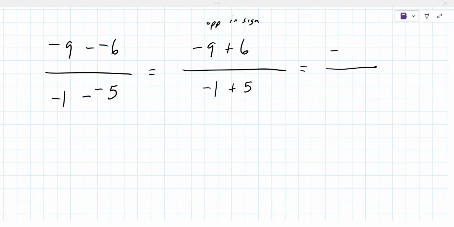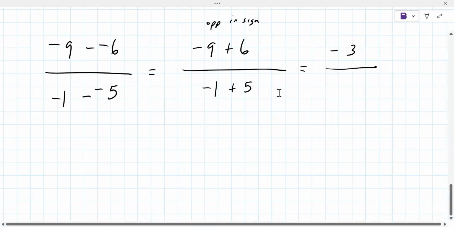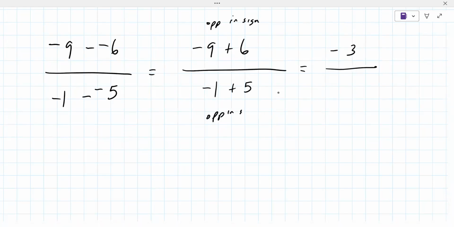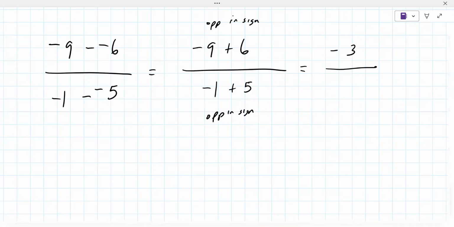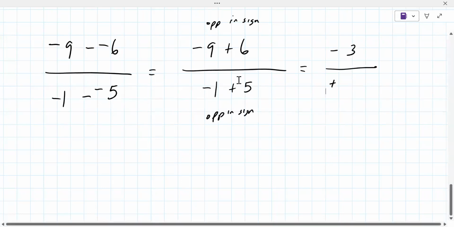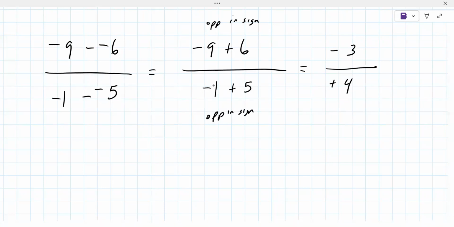We are running out of time here, so -9 + 6, opposite in sign. You got the sign correct. 9 - 6 is 3. They're opposite in sign down below here, okay? So it's positive because 5 is further from 0. 5 - 1 is 4. Positive, negative, and a positive means it's negative, -3 over 4.